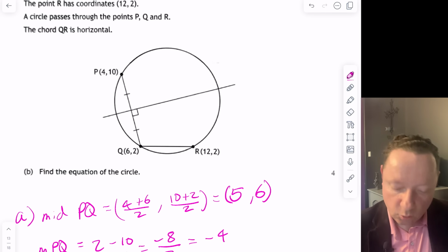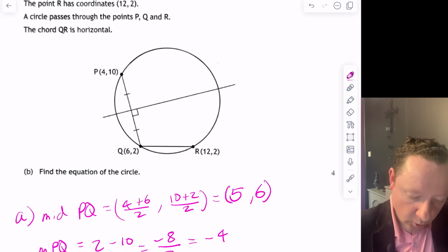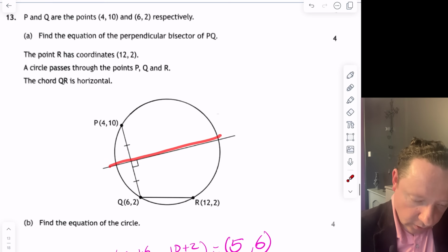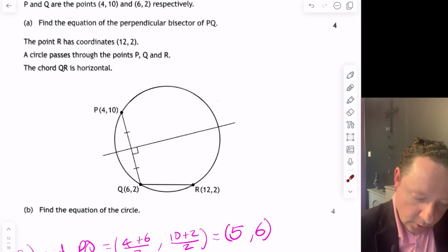R has coordinates (12, 2). The circle passes through the points P, Q, R, and QR is a horizontal chord. It's horizontal. So if you imagine this is also a chord, and this is the diameter of the circle. It should be obvious that's the diameter because it's cutting a chord at right angles and in half. So that is definitely the diameter. So there's the centre of our circle there.